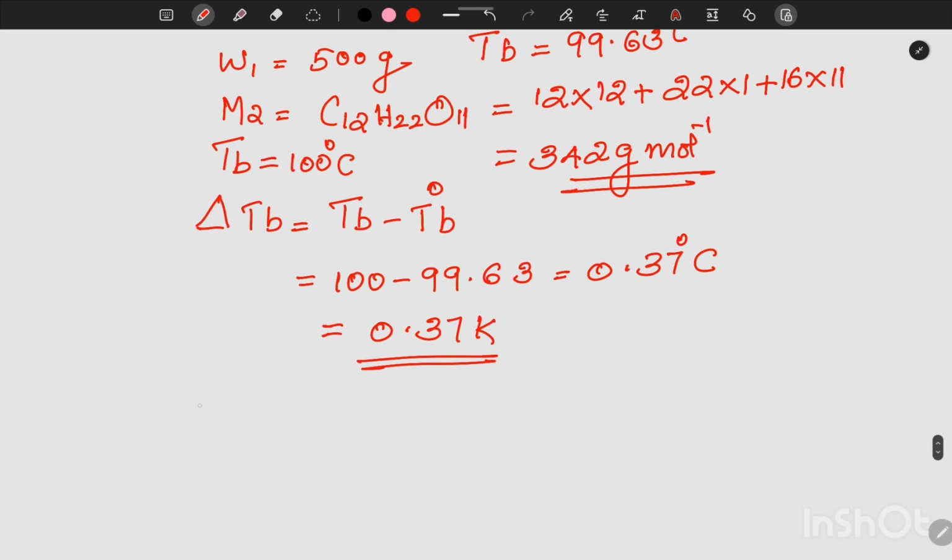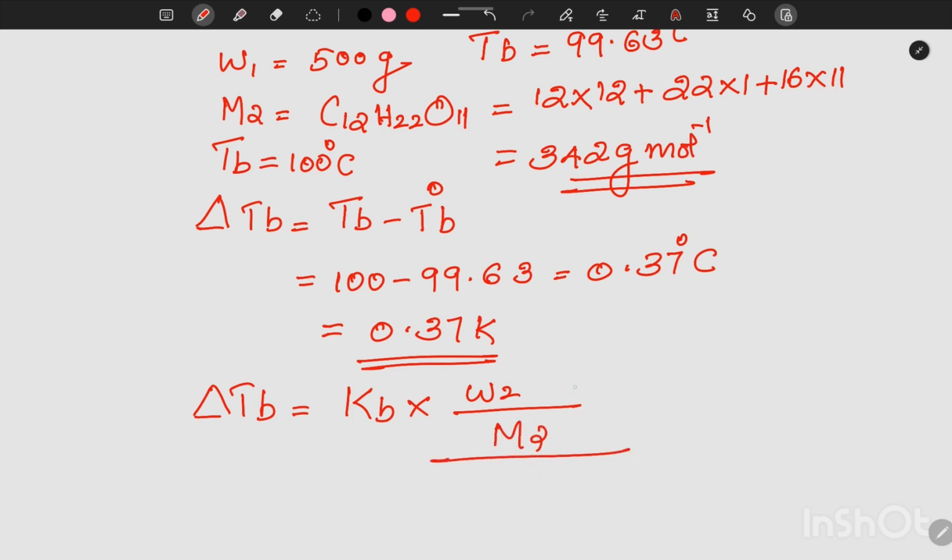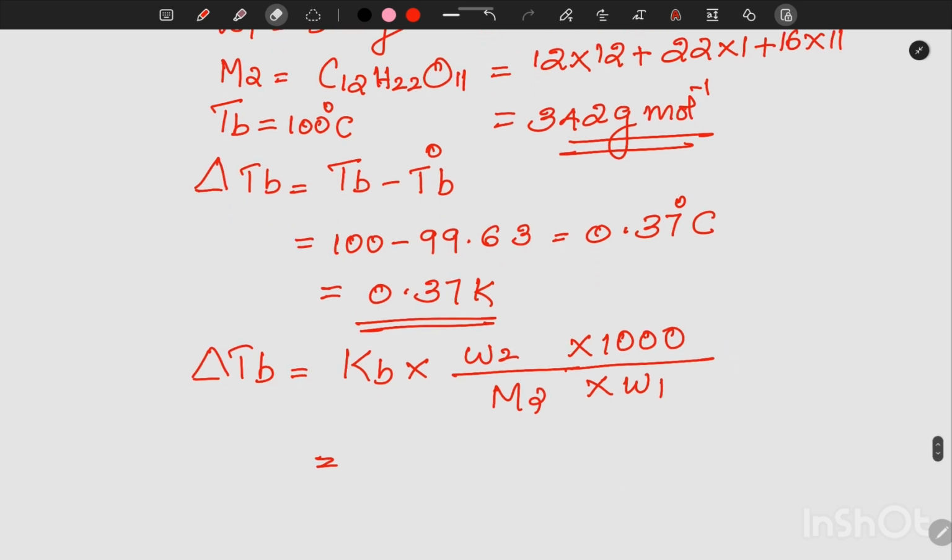Now let us substitute in the formula delta Tb is equal to Kb into molality. Molality is equal to mass of solute divided by molar mass by mass of solvent in kg, that is into 1000 by W1. So let us substitute in the formula. Kb for water will be given in the question. Normally they give the value of Kb in the question.